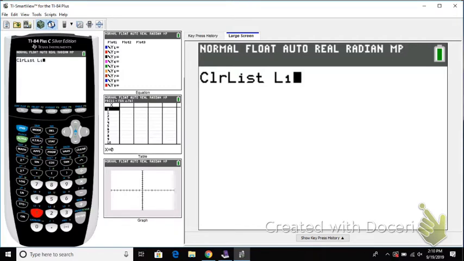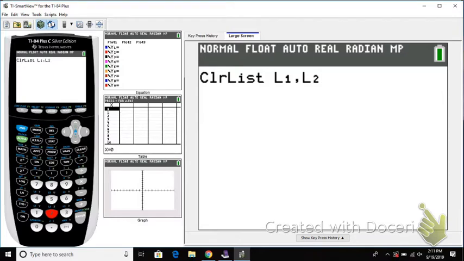Then you have to say comma, because it's grammatically correct. The comma is above the 7, comma, second L2. Okay? Once your screen is like this, every time you're going to start with Stat.